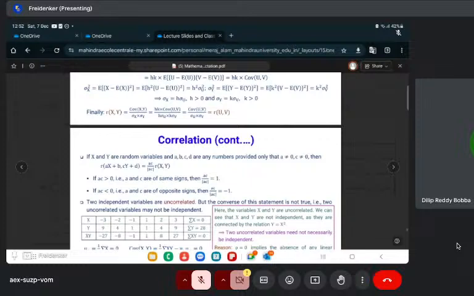What is the relation? Correlation of ax plus b and cy plus d is nothing but correlation of x and y, but then it depends on the constants now. Which constants? The coefficients of x and y. So ac by mod ac. Nice. So this is the general property.